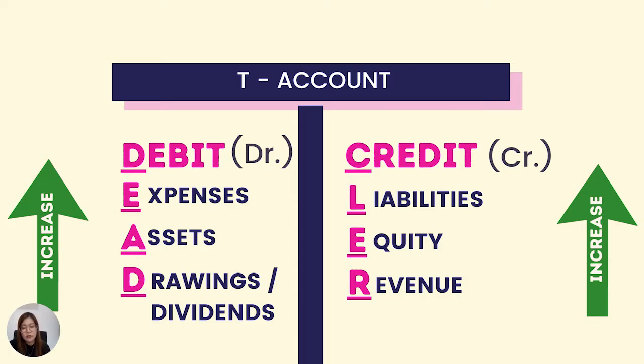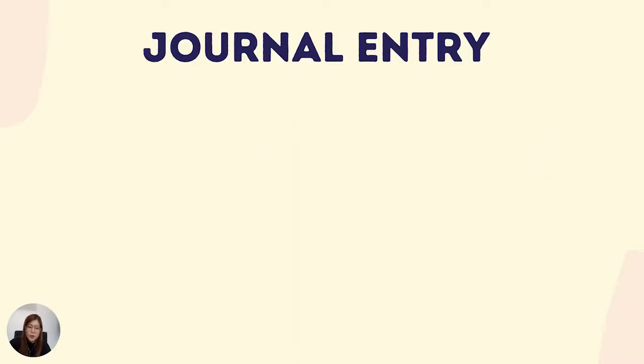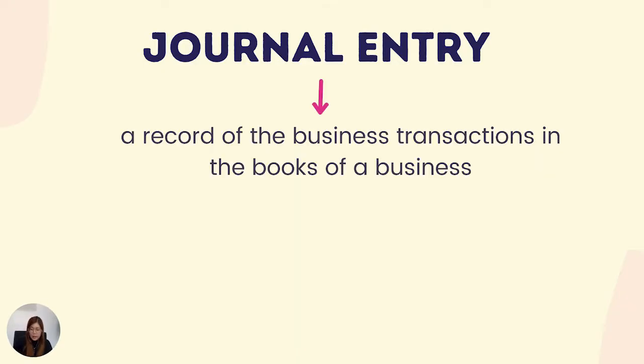For detailed discussion of debit and credit and the normal balances of account, just click the link on the description box. Okay? So now that we understand it already, we can now analyze and record transactions through what we call the journal entry. So what is journal entry? So journal entry, it is a record of the business transactions in the accounting books of a business. So ito lang yung mga record or diary na mga ganap or mga transactions ng business natin.